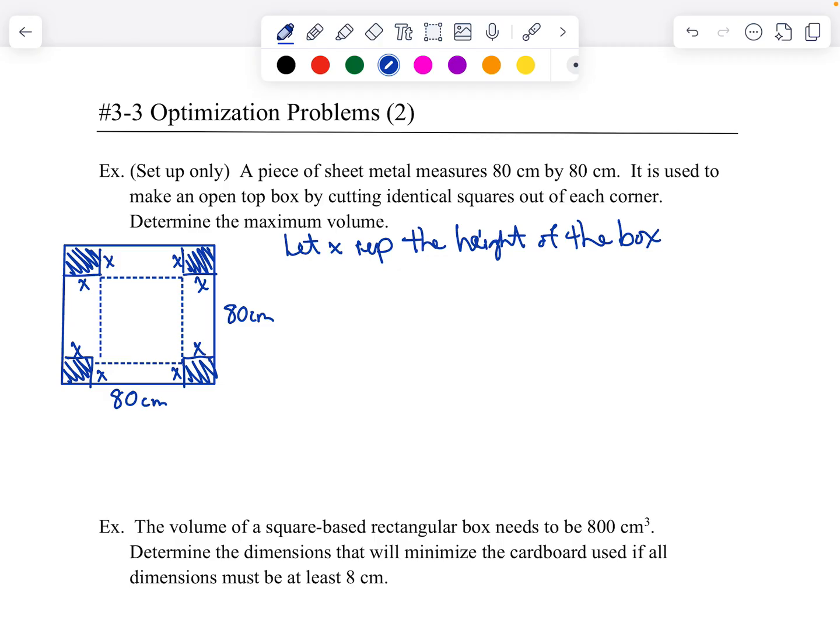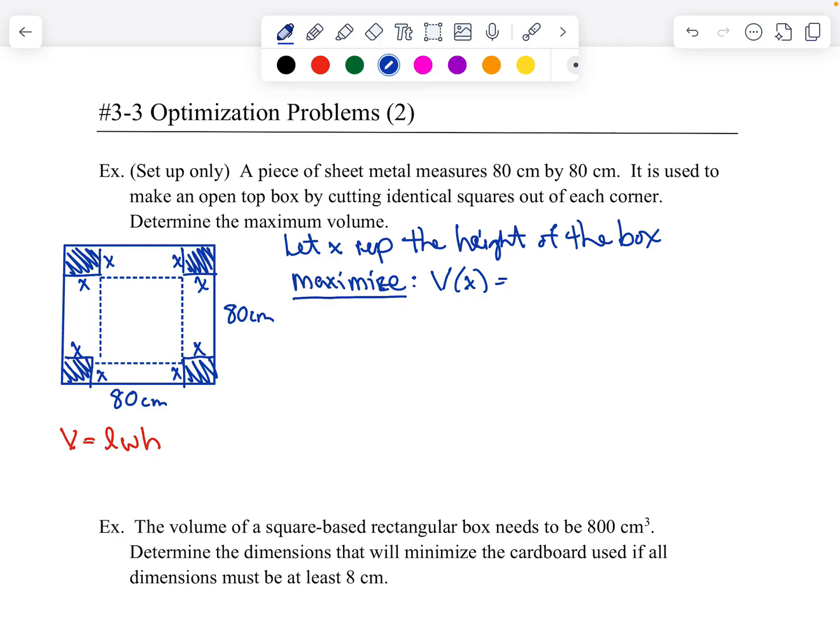Now, if you think of our setup from the other day, we would then say, well, the first step is to figure out what do we want to minimize or maximize. In this case, we want a maximum, so we need an equation for what I want to maximize. In this case, we are trying to maximize the volume. Reminder that the volume for our box will be equal to length times width times height. So as we try to set up this question, I need to know what is the length, the width, and the height of the box.